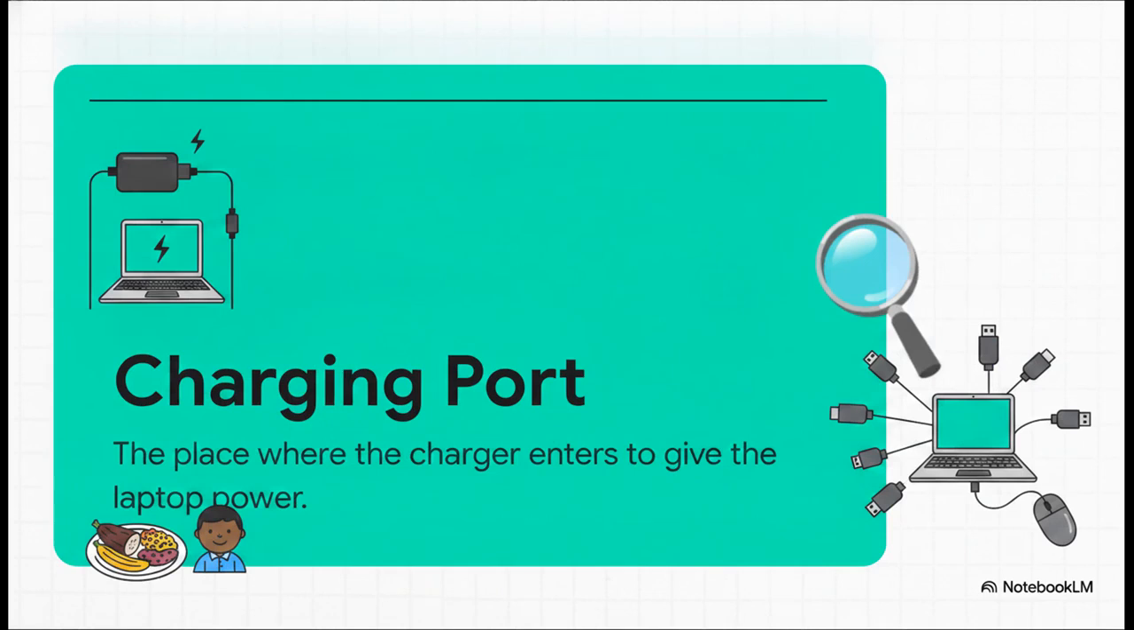Finally, wrapping up our basic laptop parts, we have the charging port. This is simply the small hole where the charger plugs in. Just like we need a good meal to keep our energy up, the laptop needs power to work. It's also worth noting that lots of laptops have other little holes called USB ports, which lets you plug in things like flash drives or, you guessed it, that wooden mouse we just talked about.